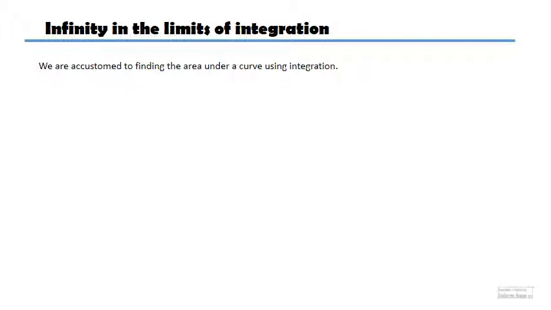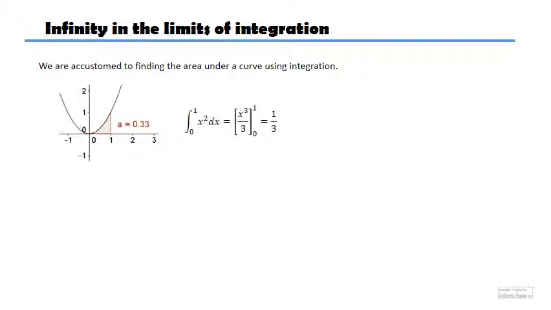Now we're accustomed to the following kind of situation. We have a function like x squared and I can integrate it between the values of 0 and 1, and I get a solution of 1/3, right? Great. That's what it looks like. You're used to that. You should know how to do this.